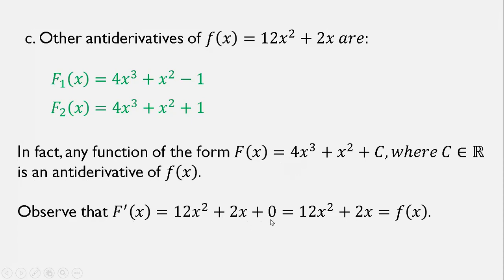Remember, if we differentiate our capital F here, the constant gives plus 0. It is just equal to 12x squared plus 2x, because the 0 vanishes. And that is equal to our function small f of x. And that is how we discover that an antiderivative of a given function is not unique.